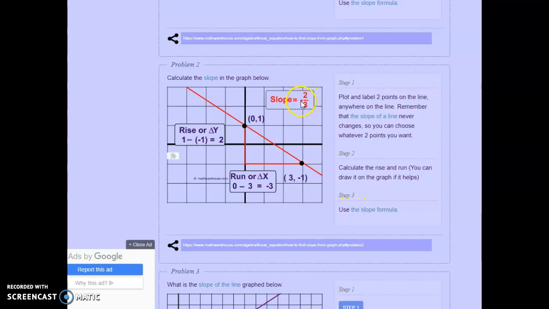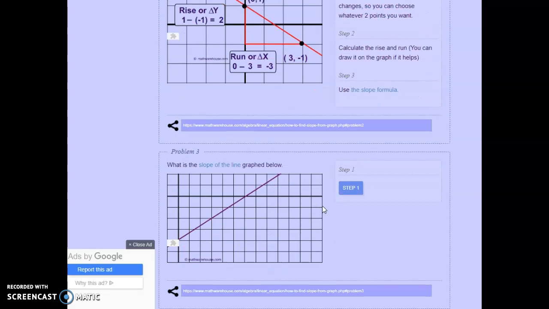The negative can be in front of the fraction bar or in the numerator next to the 2. We just usually don't put the negative in the denominator. That looks kind of weird. Okay, so that's a quick review of slope.